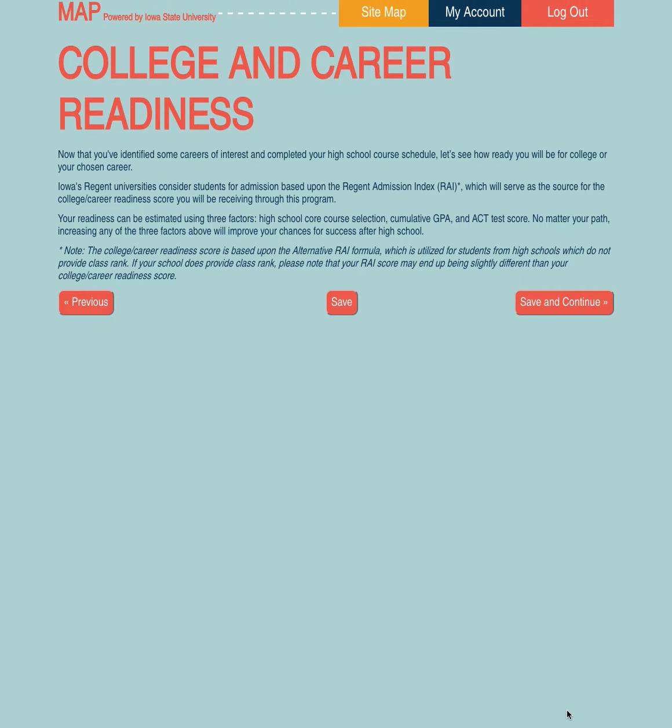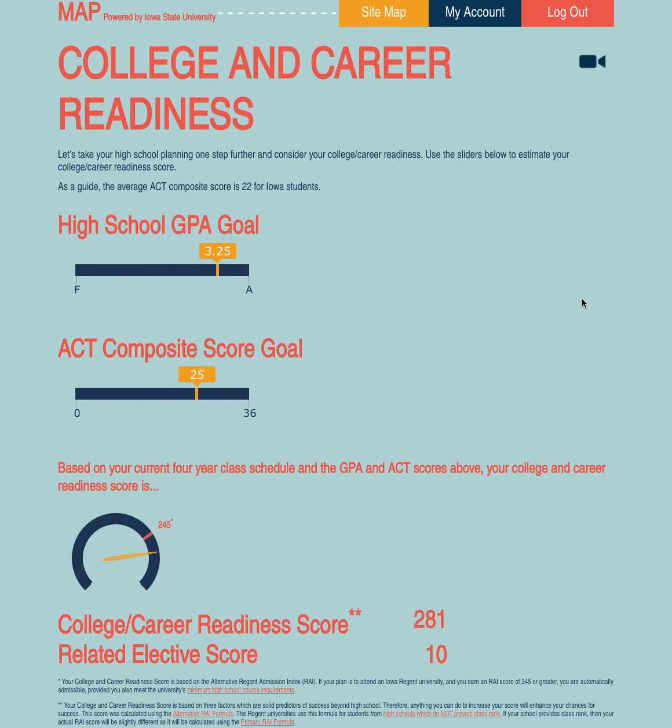The third step of MAP is determining college and career readiness. In this section, a student can drag the slider left to right to estimate their high school GPA as well as the ACT composite score they hope to achieve. As the slider is moved, the college and career readiness score will change. These interactive features help students understand before they enter high school the importance of doing as well as possible in the classroom.